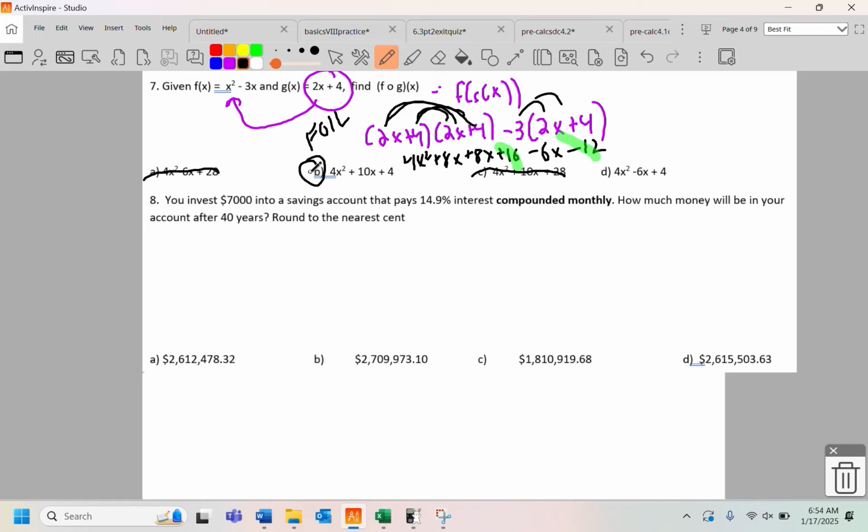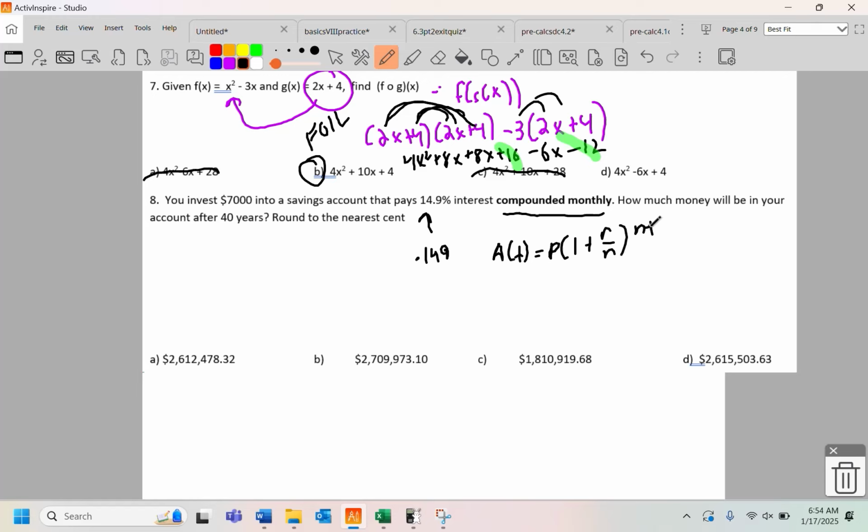Number 8, you invest $7,000 into a savings account that pays 14.9%, which is 0.149, interest compounded monthly. How much money will be in your account after 40 years? Round to the nearest cent. Okay, so it talks about how we compound. It says monthly, so I know that I need the compound interest formula, which was given to you on your quiz.